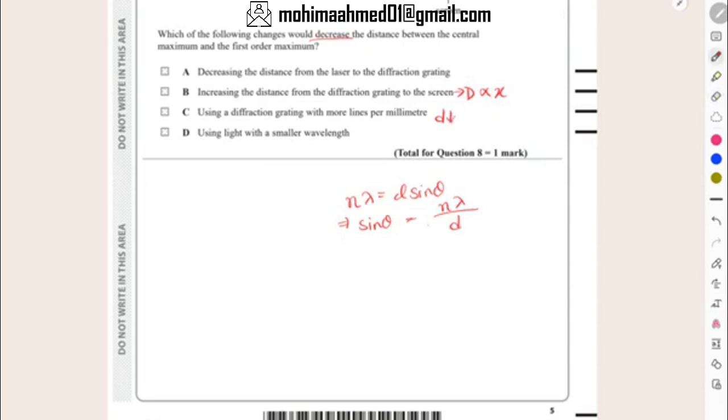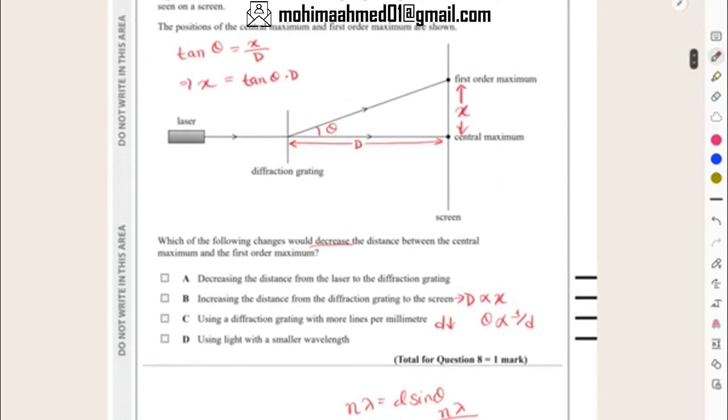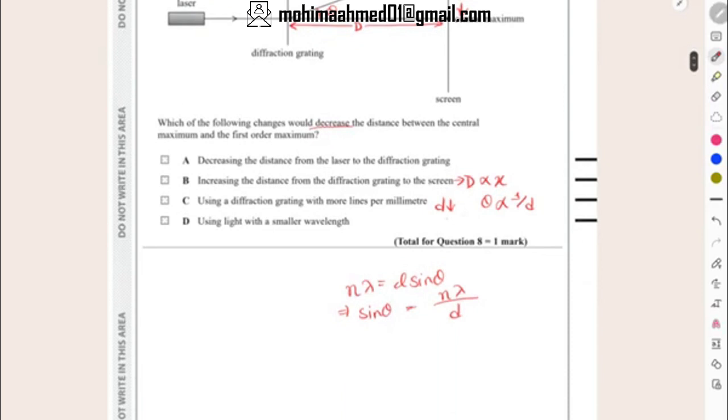And if d decreases, as you can see, theta and d over here are inversely proportional. So I'll just write theta is inversely proportional to d. If d decreases, theta would increase. Indirectly, theta is also directly proportional to x. So if theta increases, your value for x would also increase. So in that case also, you'll not get any decrease in value for your x. So this is also not the possible answer.